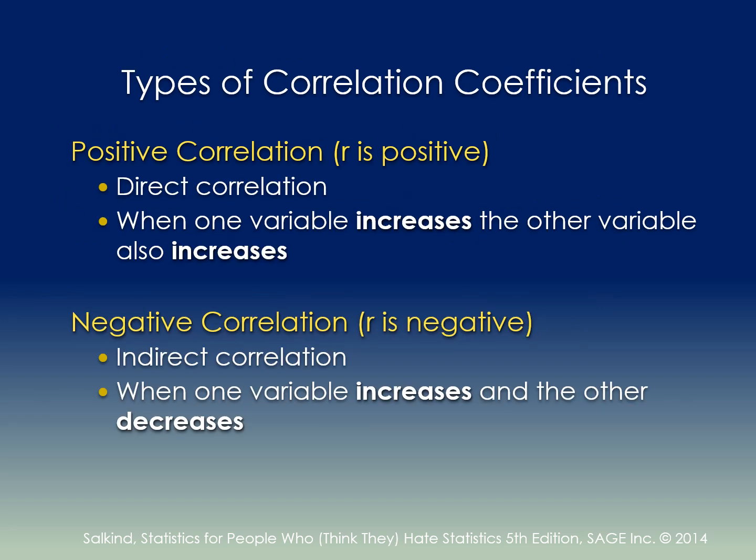Just a quick point here, again, just differentiating between positive correlations and negative correlations. If I have a positive correlation, the R value itself is positive, and this means both variables are moving in the same direction. When one increases, the other variable also increases. A negative correlation is when an R value is negative. We call this an indirect correlation, and this is when X increases, Y is going to decrease.